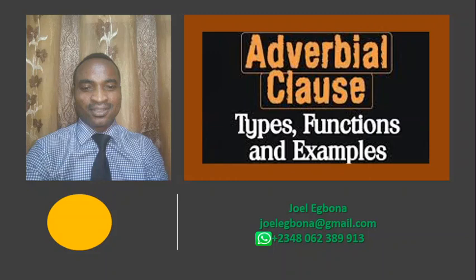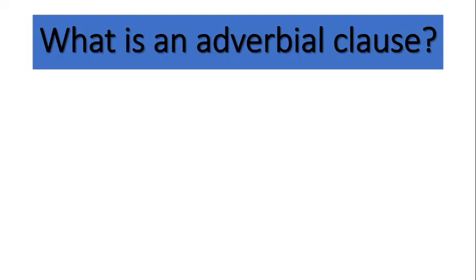It is pertinent for us to know first what an adverbial clause is. An adverbial clause is a subordinate clause, a dependent clause that performs the function of an adverb in a sentence. Remember that an adverb modifies a verb in a sentence. It can also modify an adjective or another adverb in a sentence.